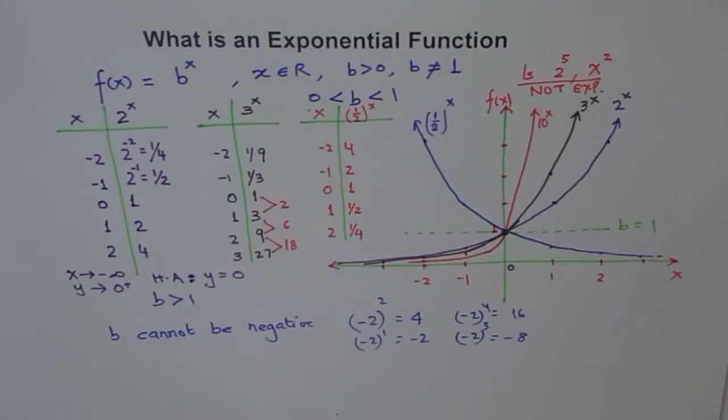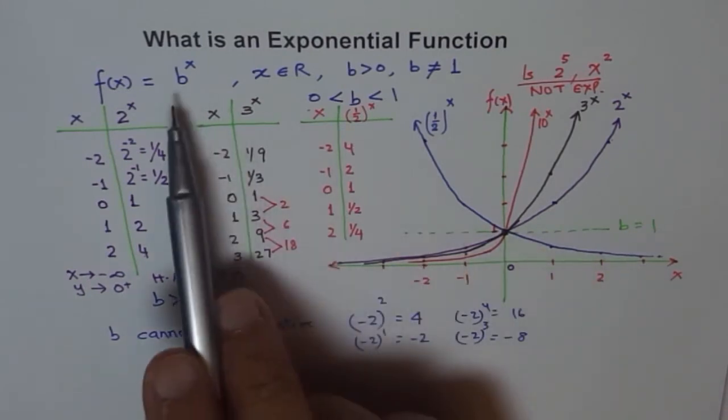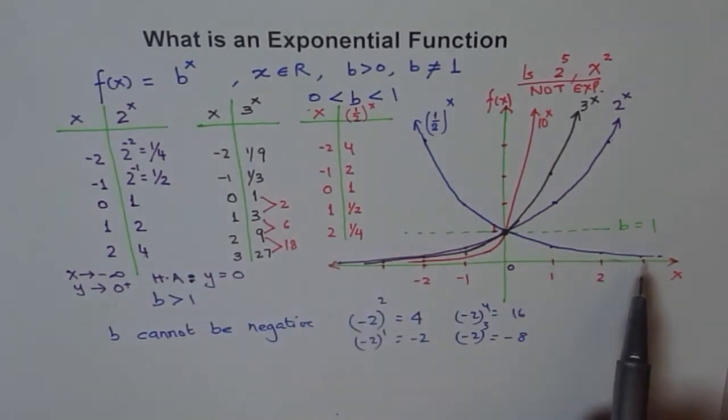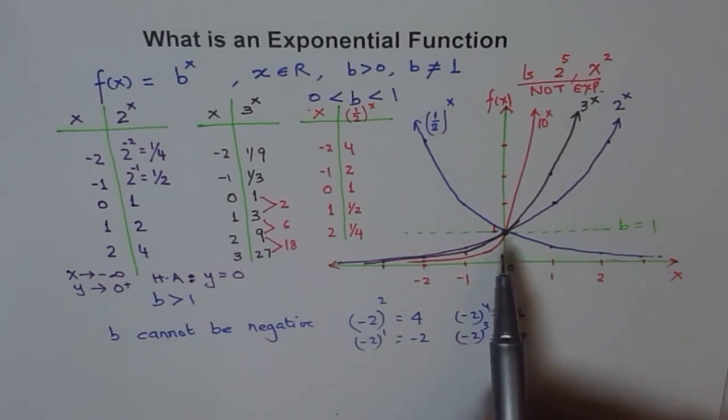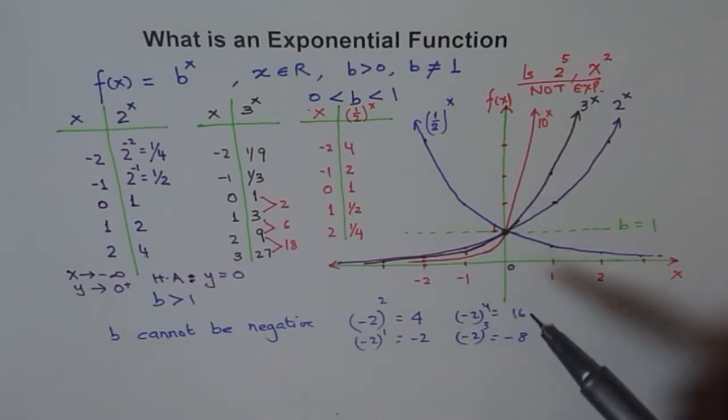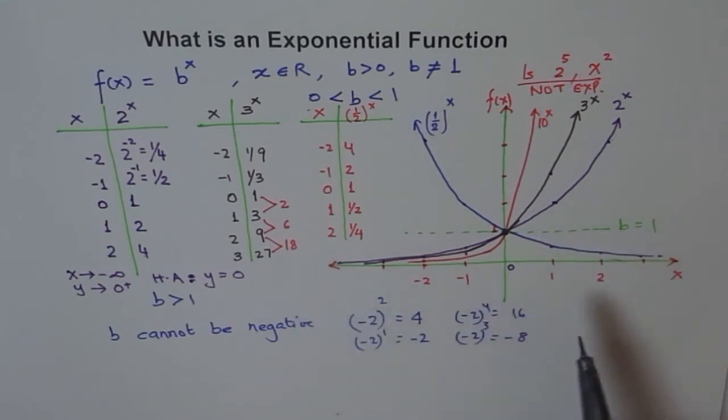I hope you understand the exponential function and its basic properties. Does it have an x-intercept? In the basic form, it doesn't. Does it have a y-intercept? Yes, always at 1. By transforming this function, we can bring it down, up, left and right. We can have an x-intercept also, correct?